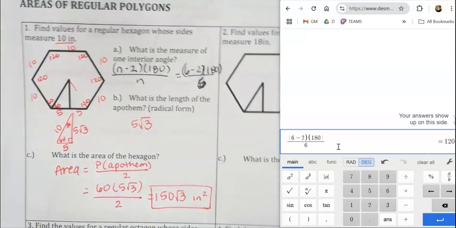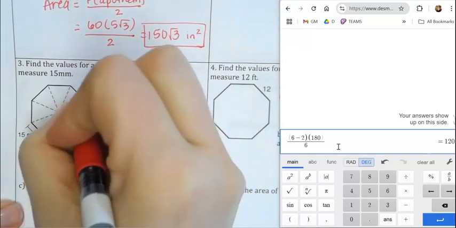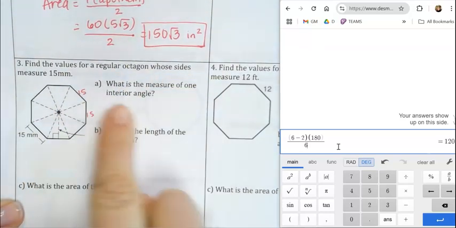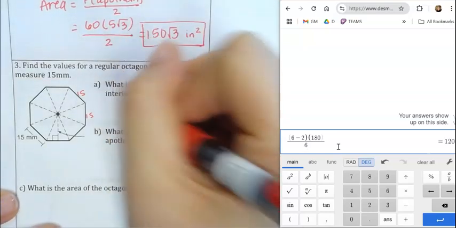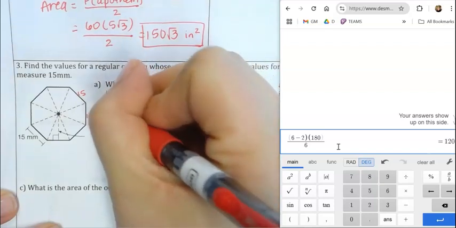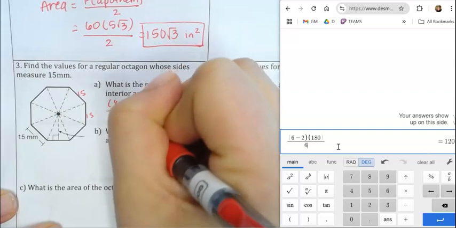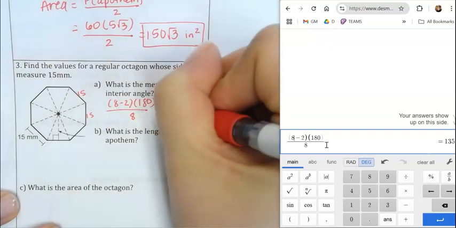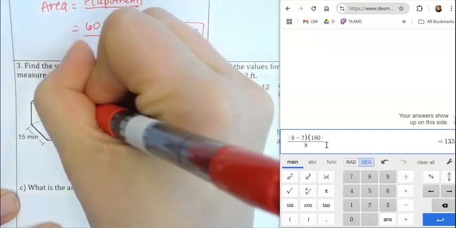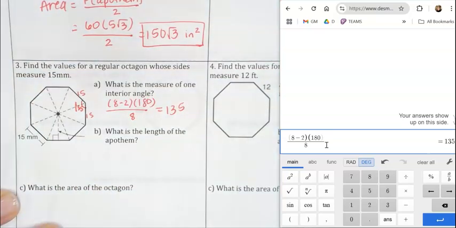Alright, checking out this one. Alright, each side length is 15. We're going to use the same formula here. The measure of one of our interior angles is going to be, we have 8 sides, so 8 minus 2 times 180 divided by 8. Gives me 135. So each whole angle is 135.